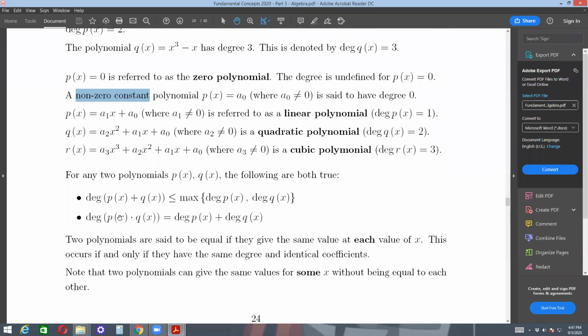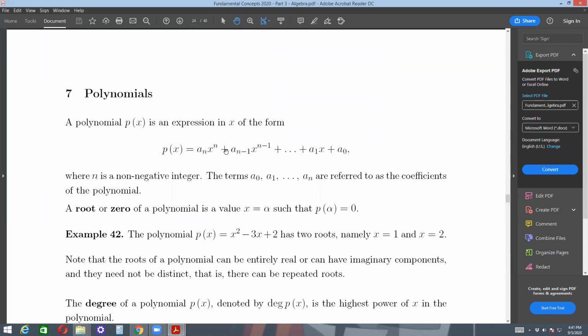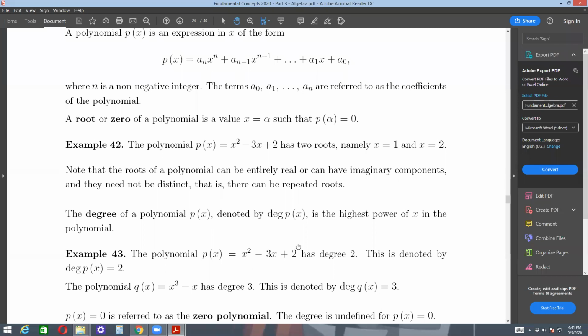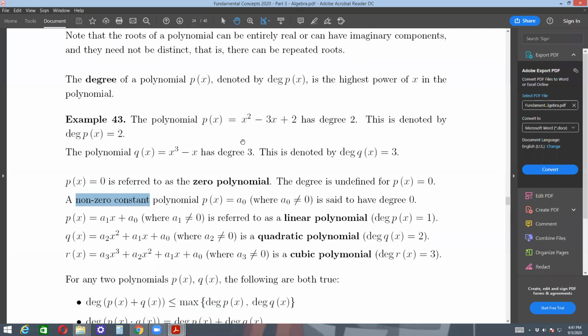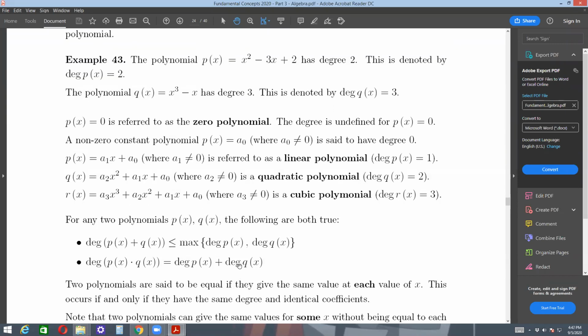When you multiply them, the degree adds. For example, if this was a second degree and you multiplied it by a third degree, then the degree would be just the sum of the degrees. So 3 plus 2, you'll get 5, because when you multiply x cubed by x squared, the power is x to the power of 5. So you sum the degrees when you multiply polynomials.